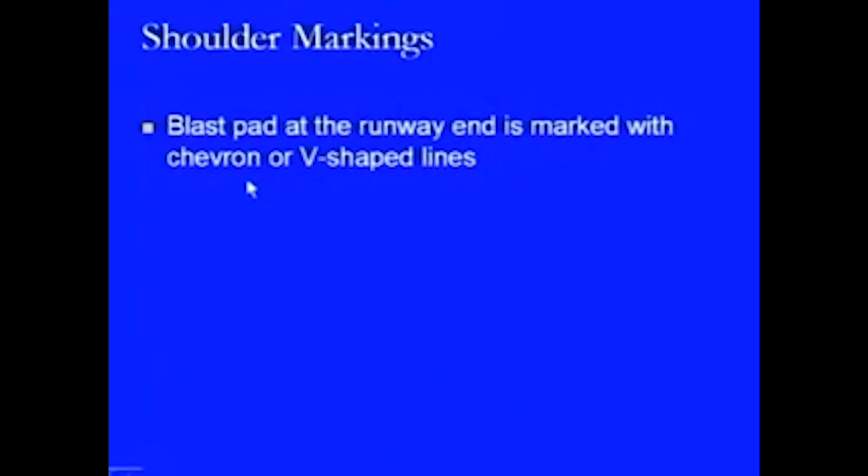The blast pad at the runway end is marked with chevron or V-shaped lines. So, we can have the V-shaped lines which define that this is the blast pad, or from that particular direction the takeoff will be taking place on that runway strip.